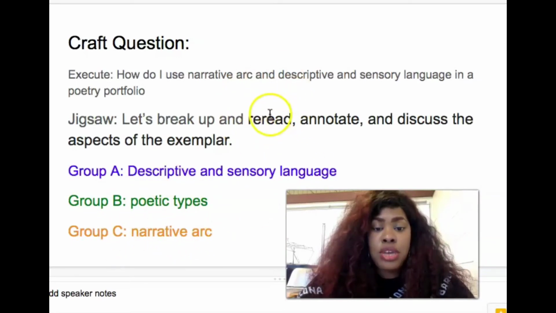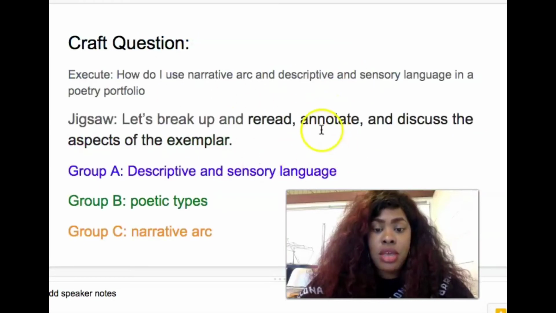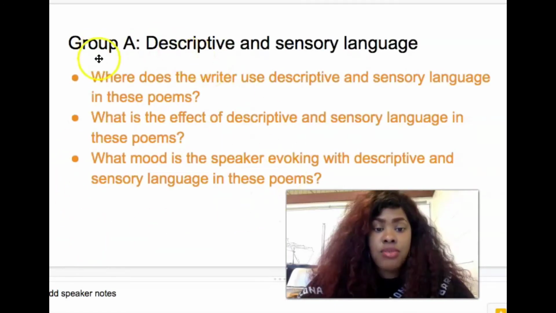We're going to reread those poems that were in our exemplar poem packet, annotate, and then discuss the questions underneath these groups. For group A, we're going to ask ourselves, where does the writer use descriptive and sensory language in these poems? What is the effect of the descriptive and sensory language in these poems? And what mood is the speaker evoking with the descriptive and sensory language in these poems?